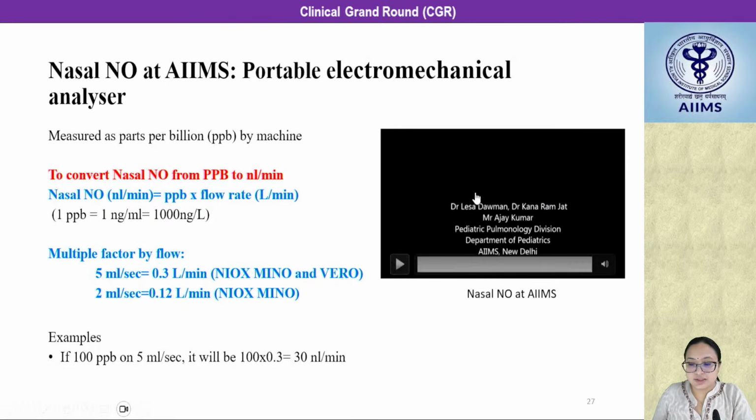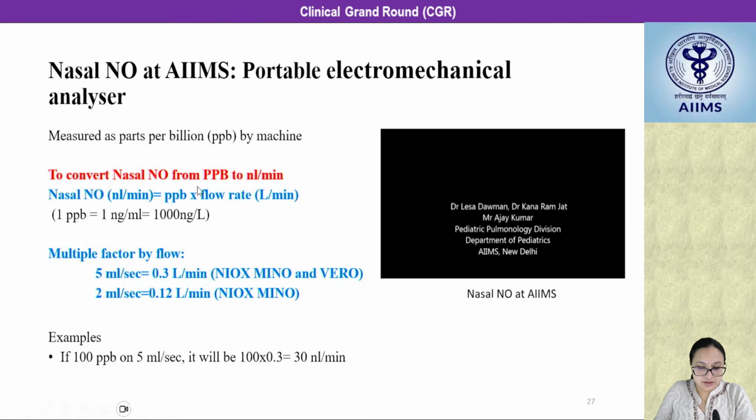So the value that we get on the screen, as we saw, was in parts per billion. Now we need to convert that into nanoliters per minute. So the parts per billion value has to be multiplied by the flow rate in liters per minute. There are 2 flows here, the 2 values of flow. One is 5 mL per second, which we typically employ for older children, and 2 mL per second, which we use for younger children. So the 5 mL per second value would translate to 0.3 liters per minute, and the 2 mL per second value would translate to 0.12 liters per minute.